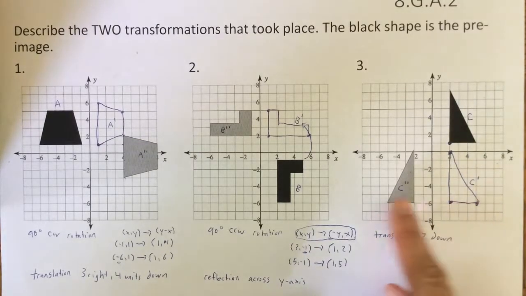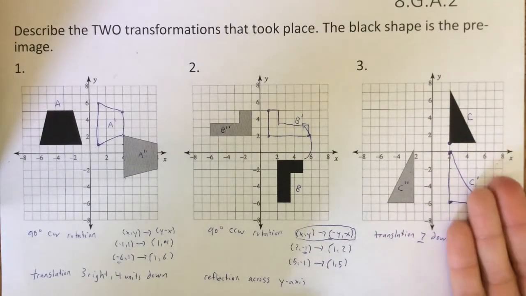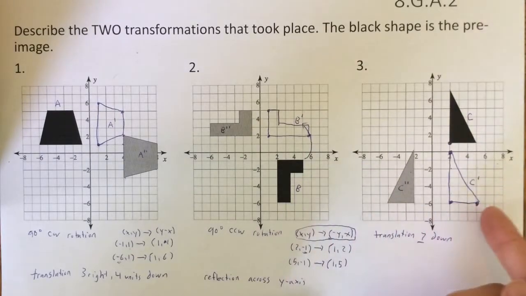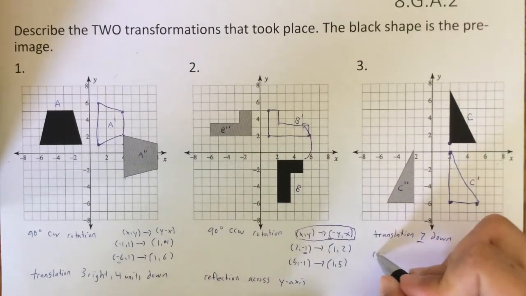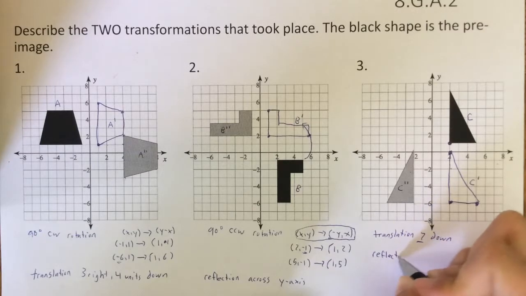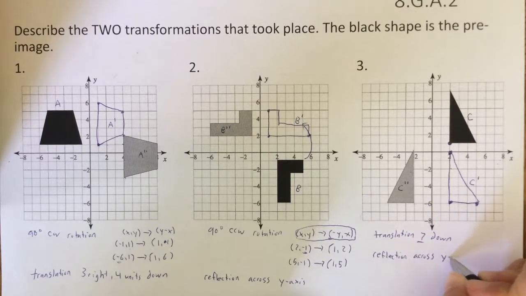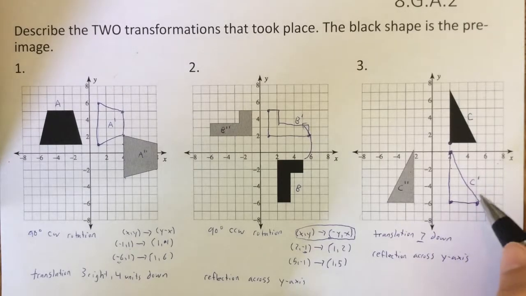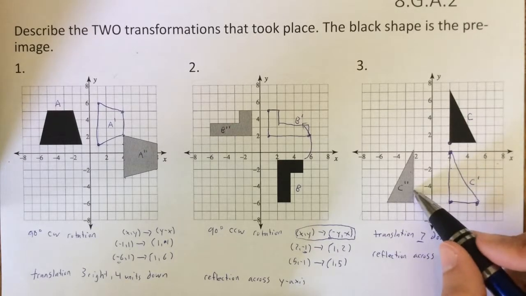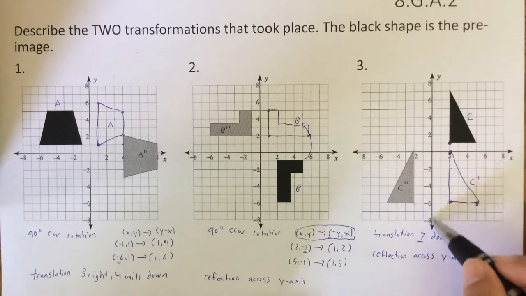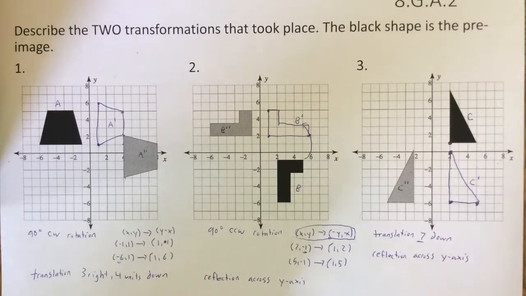So we said that this was a mirror image. This is a flip, so this is a reflection across the y-axis. So my second transformation is the reflection across the y-axis. Remember, you're always going to have to say what it flipped over. In this case, it's flipping over your y-axis here. So the 2 transformations that took place were a translation 7 units down and then a reflection across the y-axis. And now you know more.